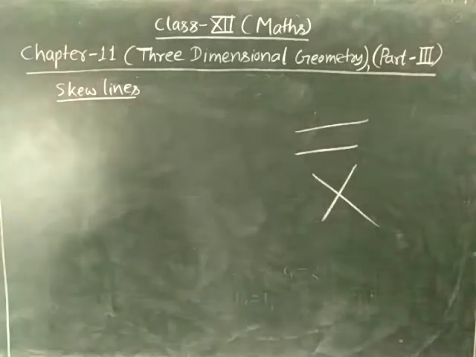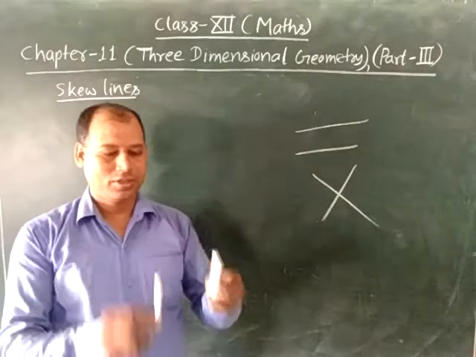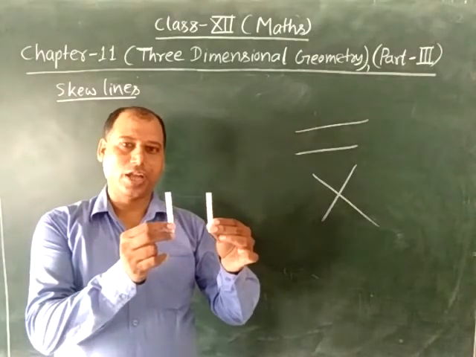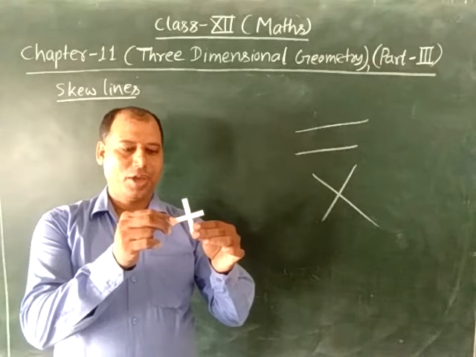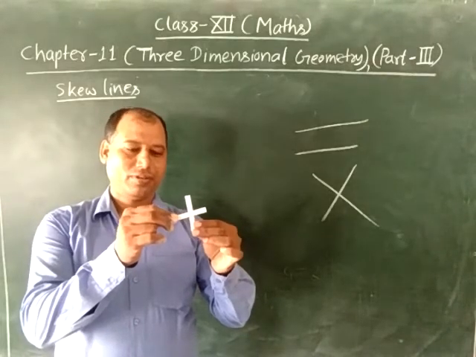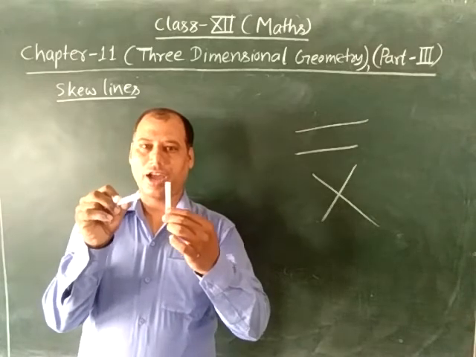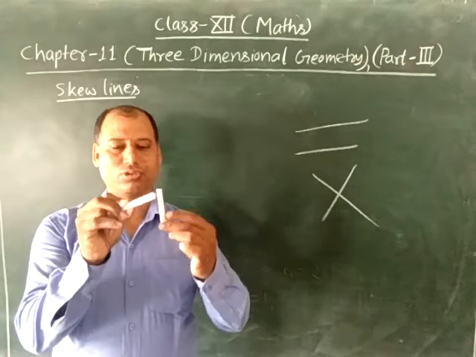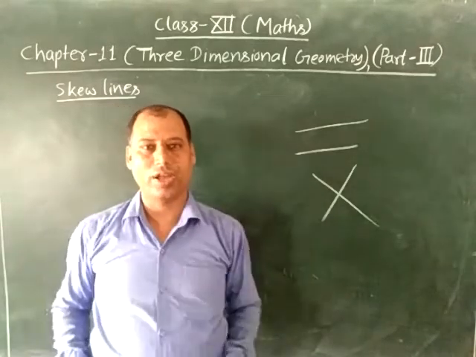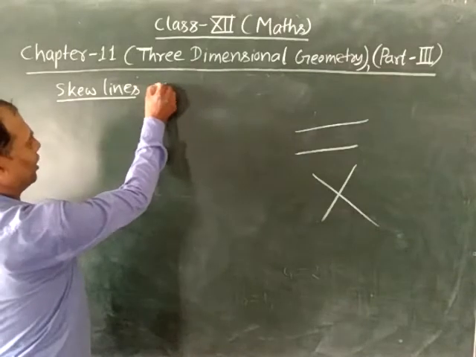For example, suppose that these are the two lines. In this situation, the lines are parallel. In this case, the lines are intersecting. If we separate these lines in such like this, now the lines are neither parallel nor intersecting. Such lines are called the skew lines. So now these two lines are skew lines.